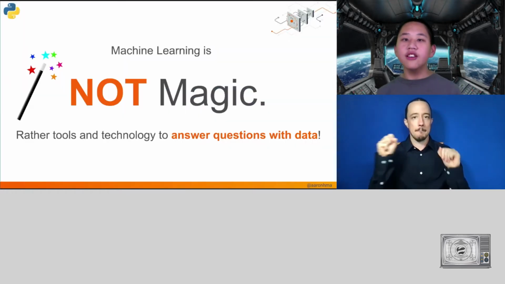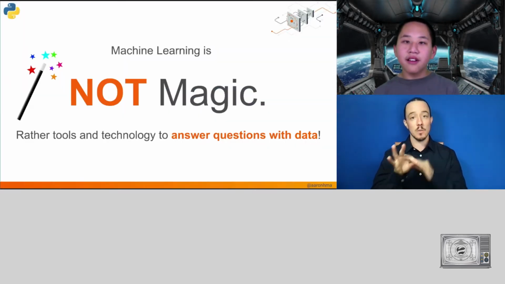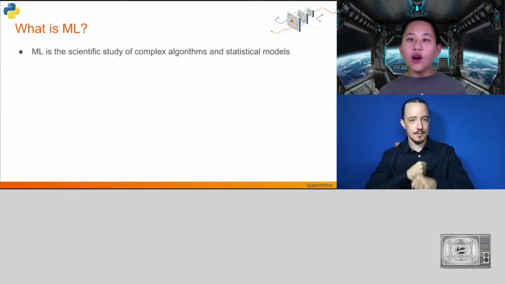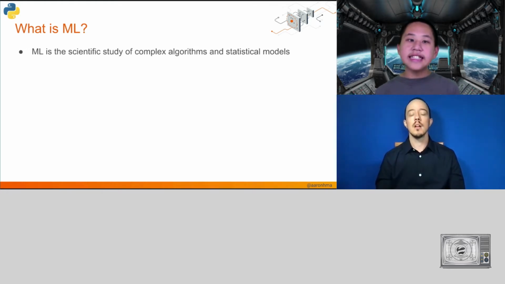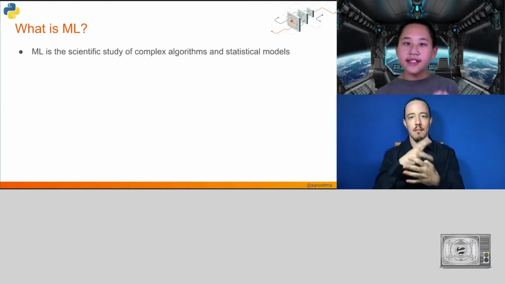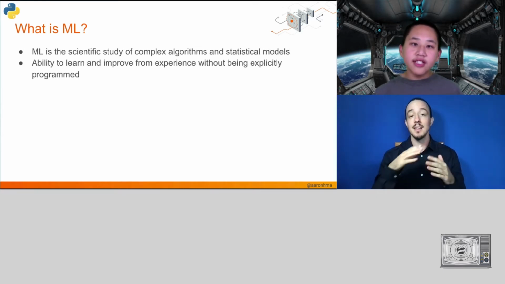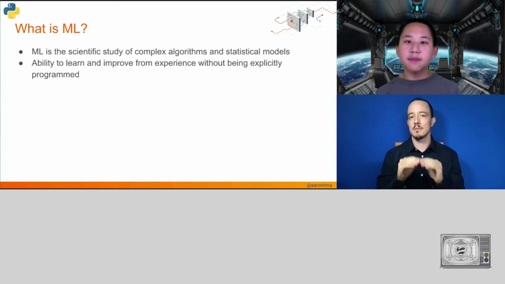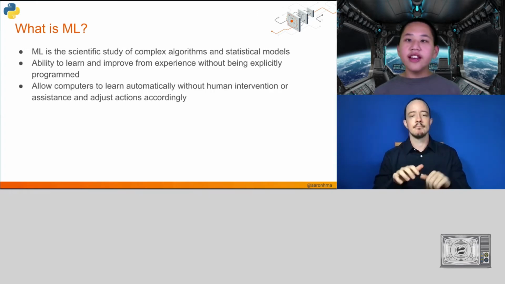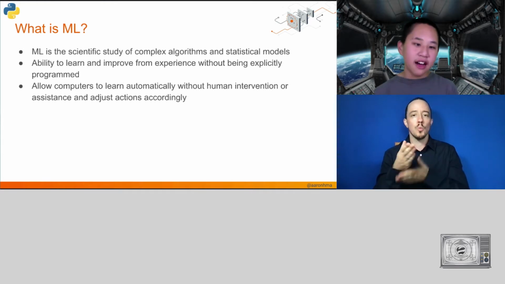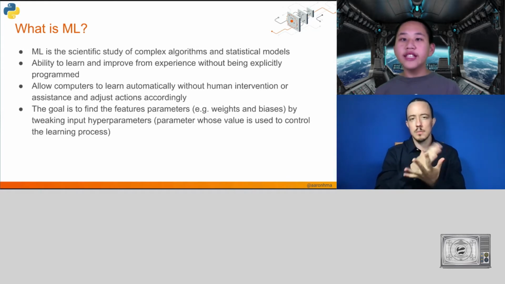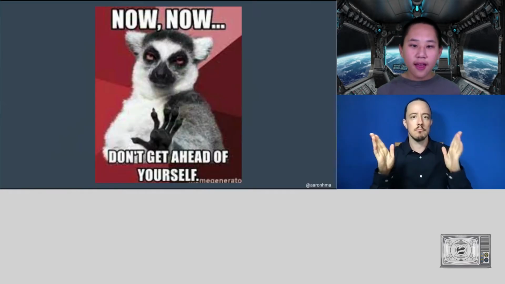Today, we'll be talking about machine learning. Machine learning is not magic. Rather, we're using tools and technology to answer questions with data. So what is machine learning? Machine learning is the scientific study of complex algorithms and statistical models. Machine learning turns data into numbers and finds patterns in those numbers without being explicitly programmed. Machine learning can improve its accuracy over time by itself. The goal of machine learning is to find the weights and biases by tweaking the input hyperparameters.